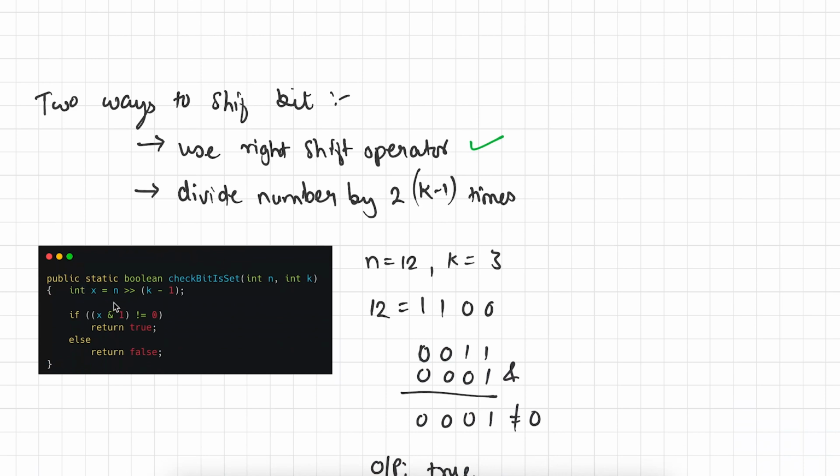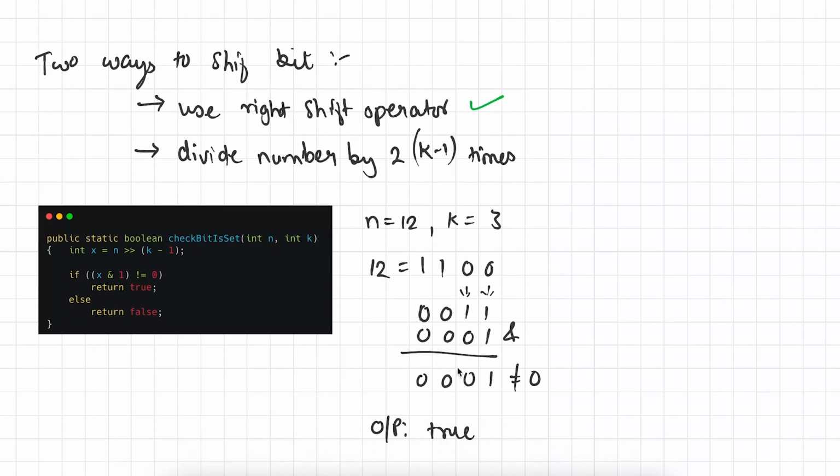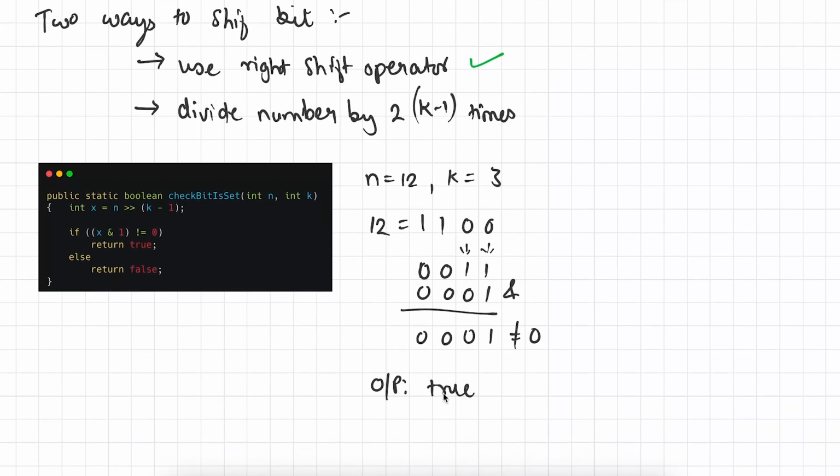So what we are doing is simply shifting the bits of n by k minus 1 positions, right? So if n equal to 12, k equal to 3, the binary representation of 12 is 1100. If we shift the bits by 2 positions, both the 1's move to these positions, and we simply do bitwise AND with 1. So we get a value that is not equal to 0. And the output of this is true.